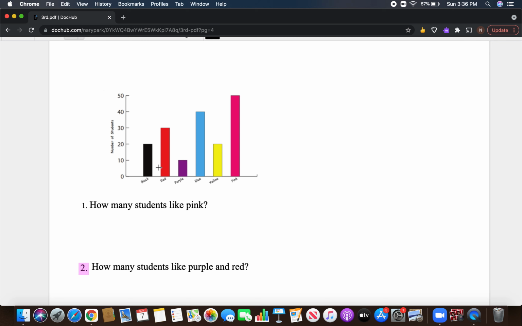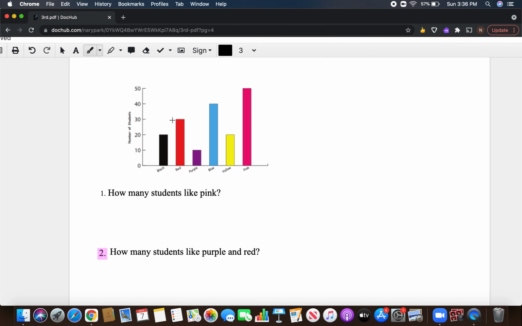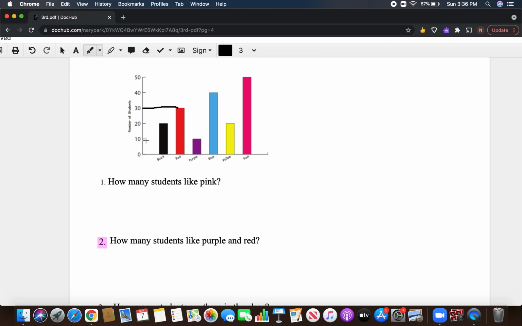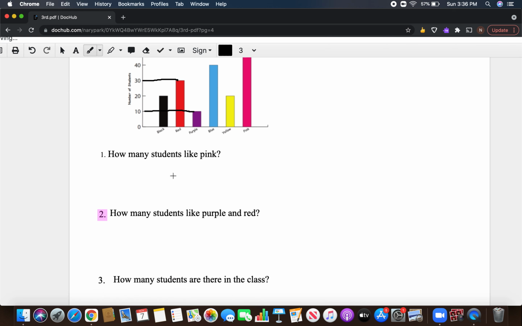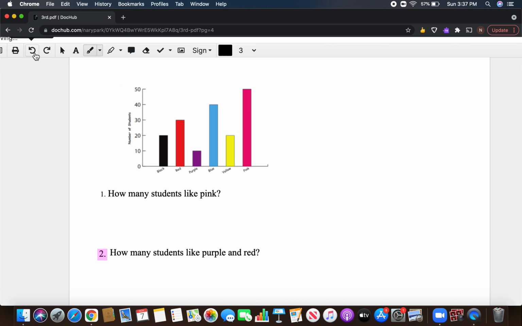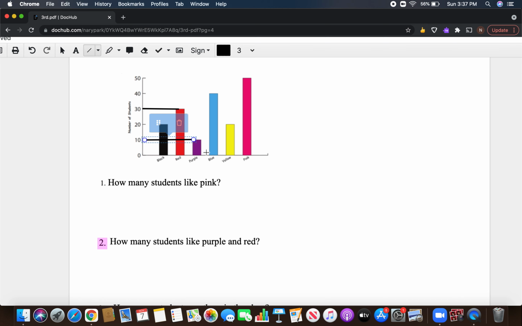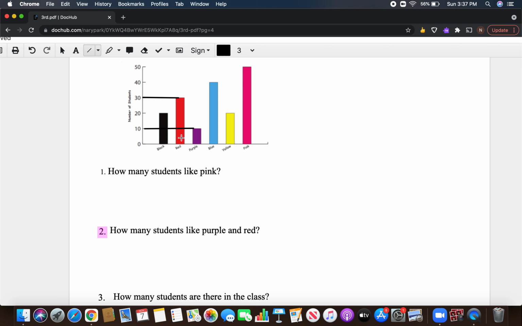Whenever we're looking at bar graphs, what I like to do is to draw a line from the bar to the y-axis, because then we can clearly see what values each thing is. So for purple, I would say it's, you know what, actually, let me make this a little neater. I can actually do a line here. So for red, there were 30 students, right? And for purple, there are 10 students.